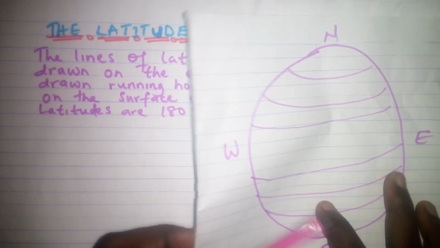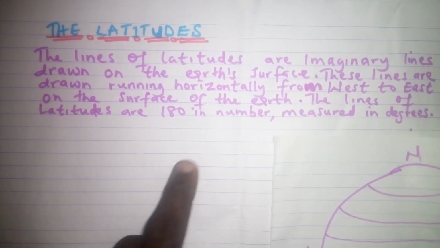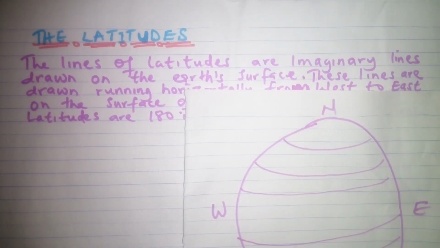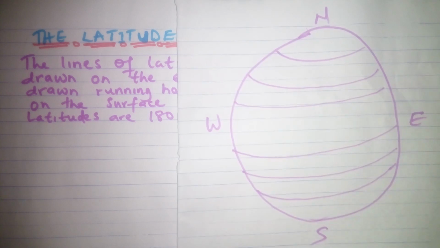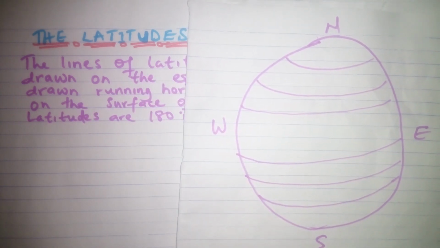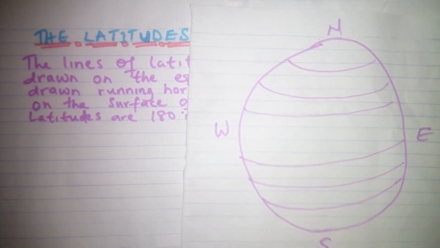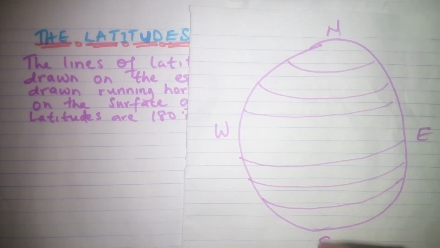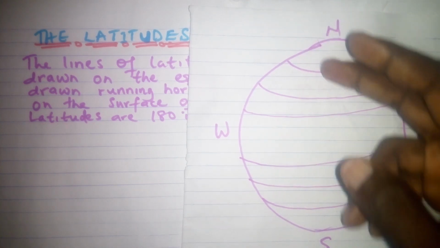Remember that in this case, there are how many of them? 180 in number, and they are measured in degrees. That means for latitudes, all the lines are 180 in number, and they are each representing a degree. So from here to here is 180 degrees. All the lines from beginning to end, whichever way you want to count, from top to bottom or from bottom to top, everything is 180 degrees.